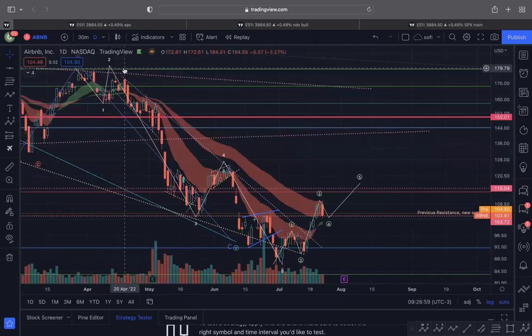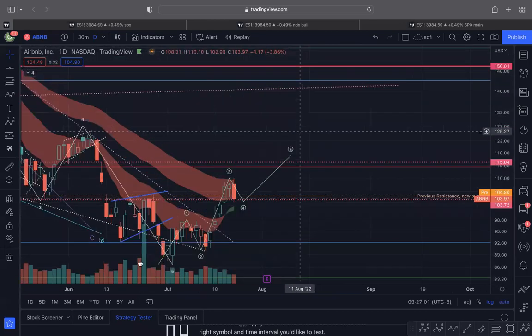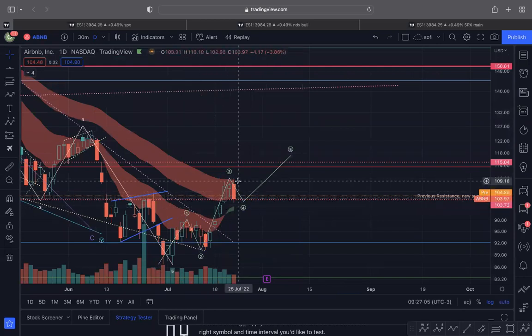Airbnb. Again, the reason for that, you can see we've broken the downtrend. And again, this is the previous resistance line, right? And we've tried to break over it, and now we're somewhat hovering over it.